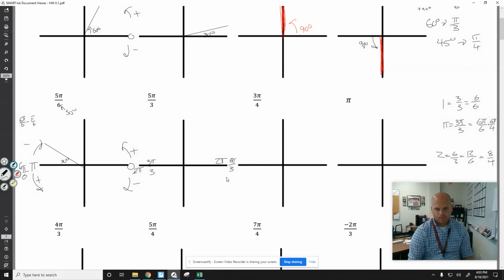Same deal. Subtracting going this way, adding going this way. Start at 6 pi over 3, subtract a pi over 3 to get to 5 pi over 3. I'm right here, creating a 60-degree reference angle. This is 5 pi over 3. Tall 30, 60, 90.